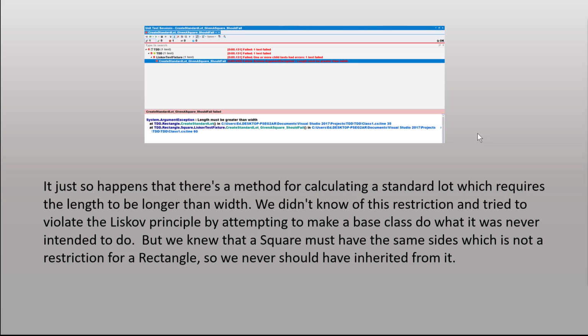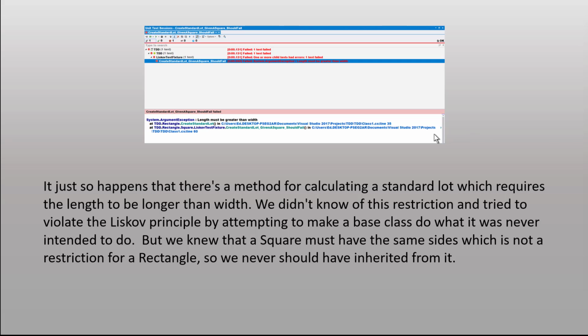So it crashes. It just so happens that there's a method for calculating a standard lot in the rectangle object, which requires the length to be longer than width. We didn't know of this restriction when we first inherited from the rectangle class, and we violated the Liskov principle by attempting to make a base class do what it was never intended to do. But we knew that a square must have the same size, which is not a restriction for a rectangle, so we should never have inherited from it.